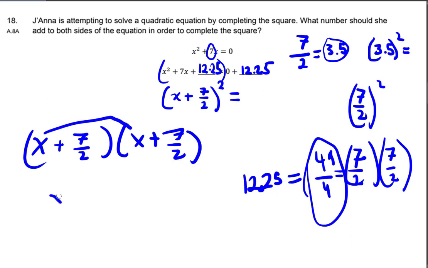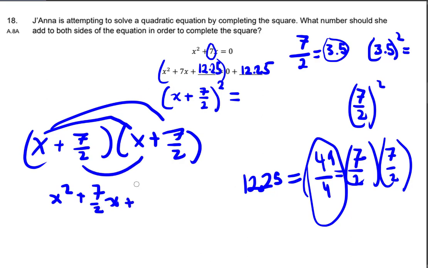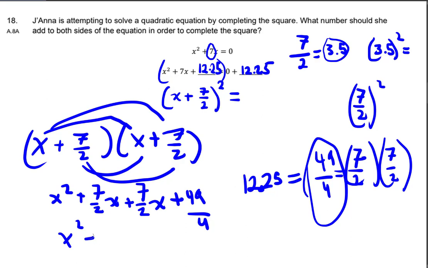I FOIL out. I get x squared, plus 7 halves x, plus 7 halves x, plus 49 over 4. 7 halves times 7 halves is 49 over 4. So this is really x squared plus two 7 halves x's, which is just plus 7x, or if you wanted to do it differently, 14 over 2x, which simplifies to 7x plus 49 over 4.